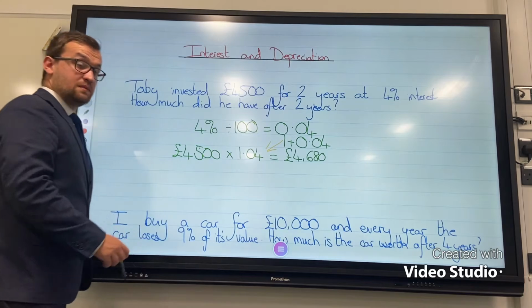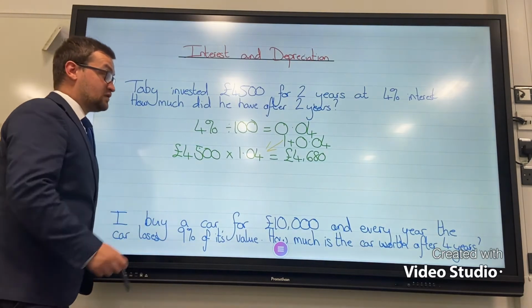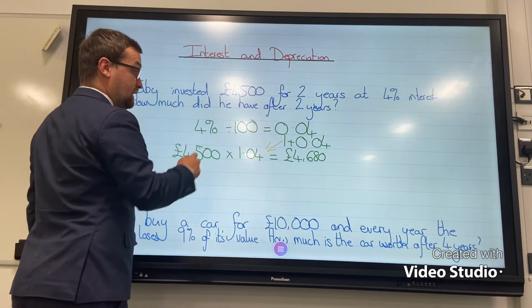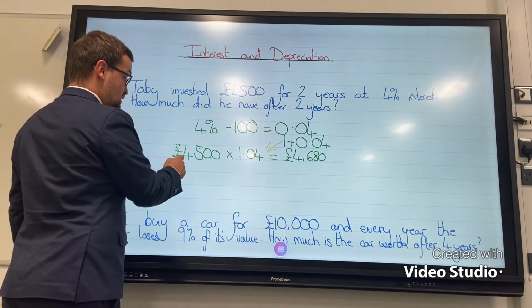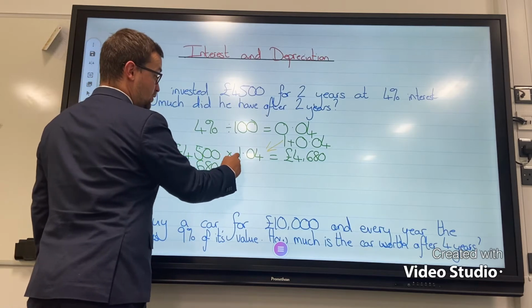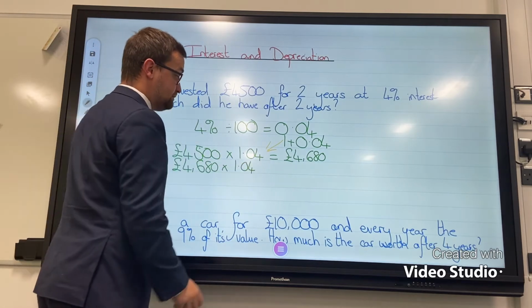Once you've found your multiplier, it's exactly the same as what we've been doing. Now we're not just doing that for 1 year. We're doing it for 2 years. So we're going to do 4,680 times by 1.04 again.